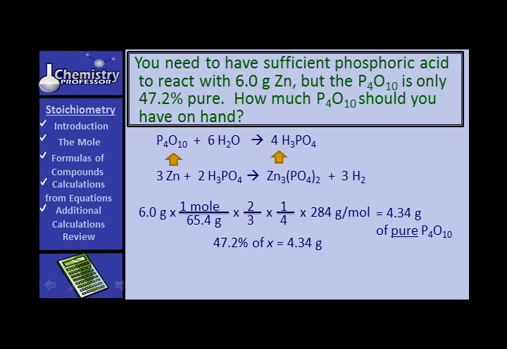And what I do know is that 47.2% of X has got to give me 4.34 grams of working reactant P4O10. So I divide both sides by 0.472 and I get X is equal to 9.2 grams of impure P4O10. Got the idea? Good.